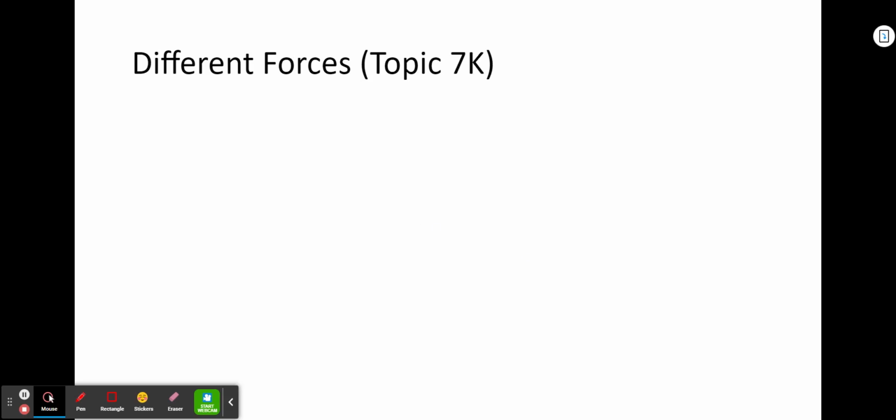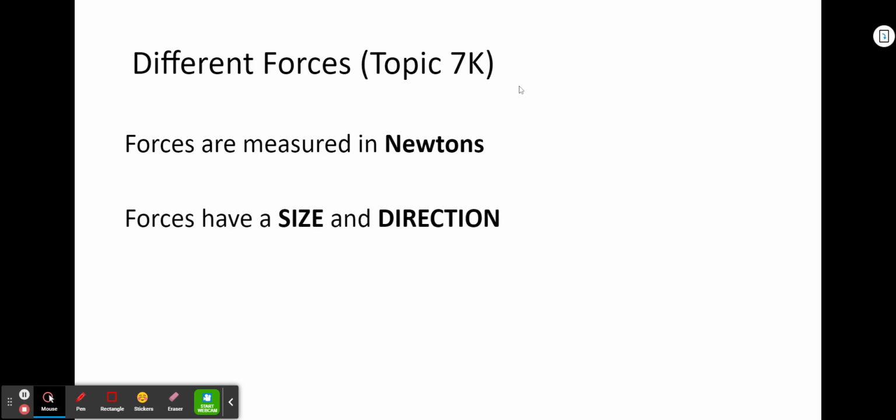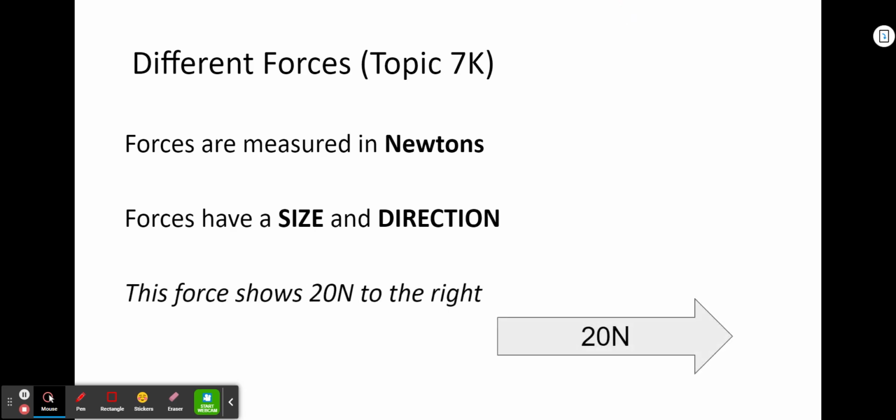In this video, we're going to look at some different forces, and it's from the 7K topic that you learn about in Year 7. The most important thing is that forces are measured in newtons, and they always have a size and a direction. So in this case, this arrow is showing a force of 20 newtons to the right, and that's normally how we draw forces, with a line and an arrow and with some value, in this case 20 newtons, showing the size of that force.